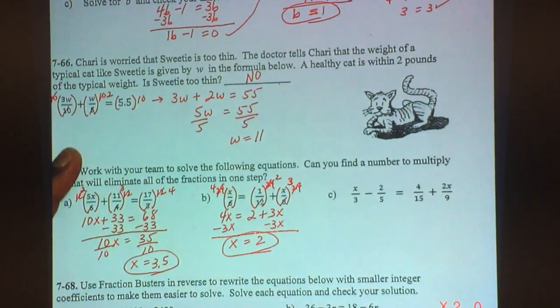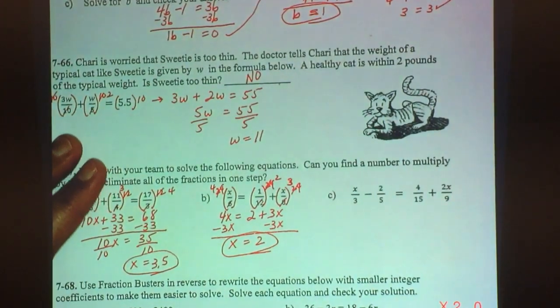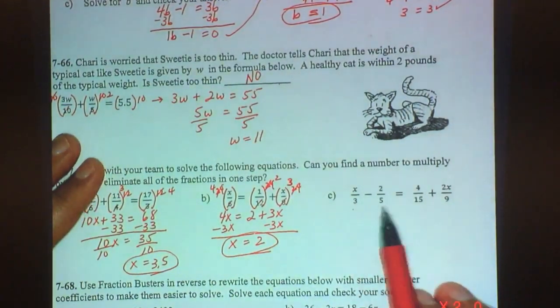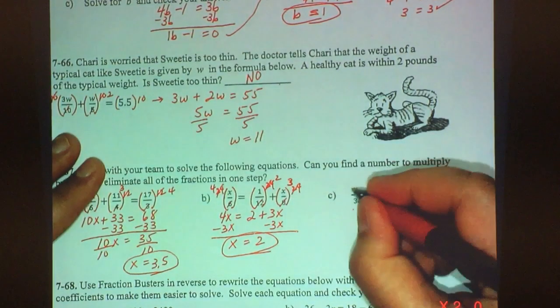Okay, oh my goodness, look at this one. Common denominator. Whoa, I have 4 denominators. Common denominator of 3, 5, 15, and 9. No, it's not 15 because it doesn't work with the 9. 45.